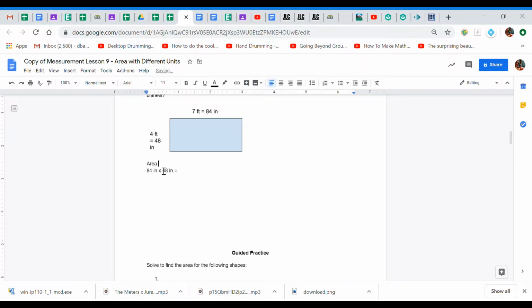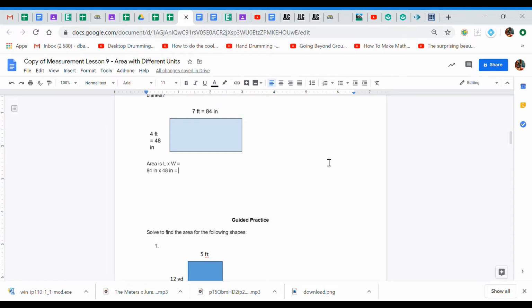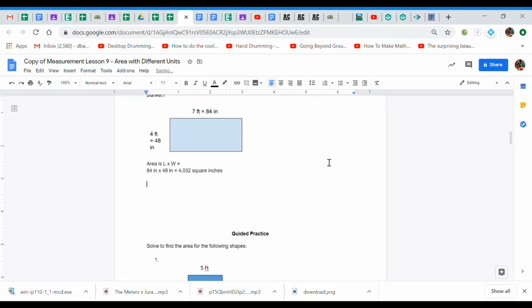So area is length times width, and that's 84 inches times 48 inches. I'm going to pause this video and find out what that is. All right, so hopefully it didn't take you that long. It took me longer than it should have, but my answer is 4,032 square inches. And remember, the reason that answer is correct is we need to convert before we multiply. We need to convert this to the same unit. Convert units before you find area.